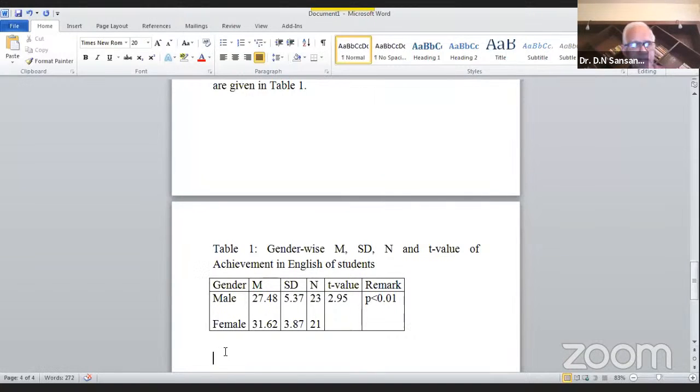Now let me start interpreting and testing the hypothesis. Both will be done together. So I'll say from table 1, from table 1, it can be seen that the t value is 2.95. Please see, many students write that the calculated t value. Please should not use the word calculated, because you are referring to the table, and whatever information you are giving in the table, this information is only after your calculation.